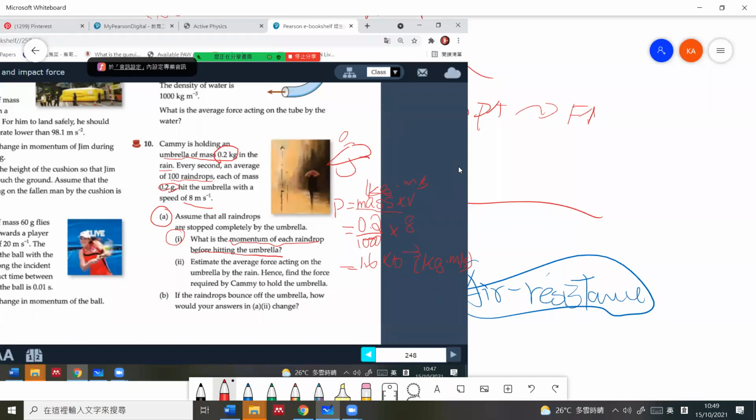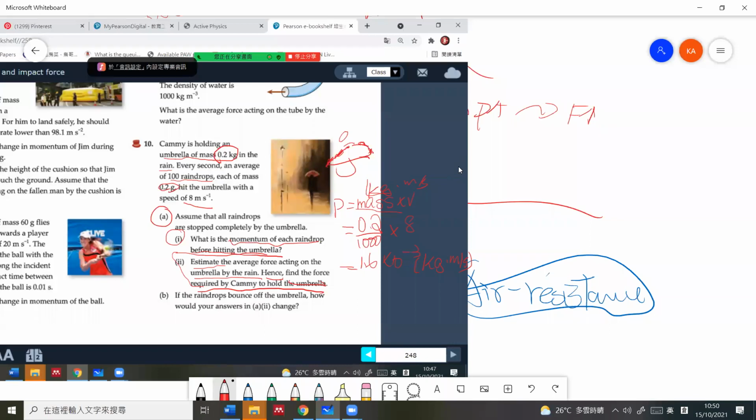For question 2, estimate the average force acting on the umbrella by the ring. Hence, find the force required by Cammy to hold the umbrella. Since the raindrops create momentum when they fall, how much force does the person need to provide against the ring? Here we assume that when the ring drops onto the umbrella, it stops on the umbrella.